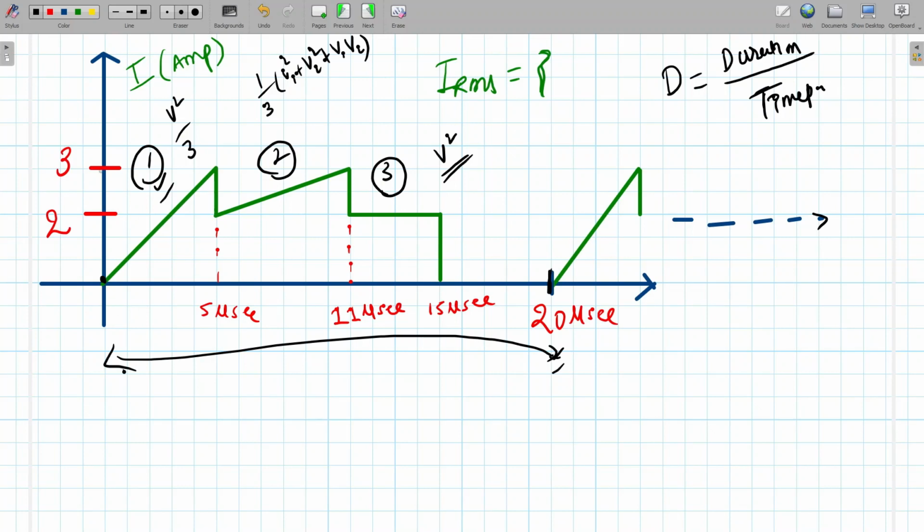Already I have marked the point here. This minimum is 2 and maximum is 3, so this line is also 2. Is it clear? Okay. You can calculate the final RMS value of this waveform.